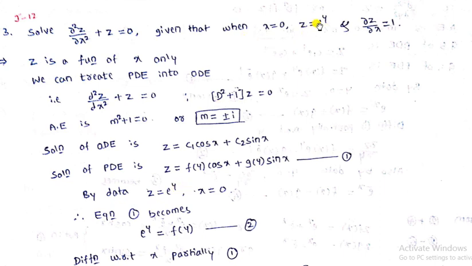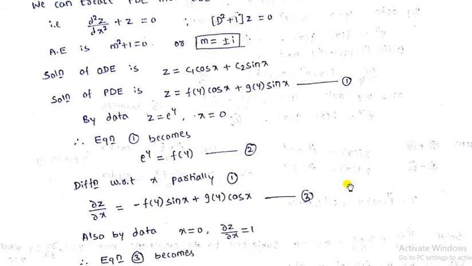So z = e^y when x = 0. Equation 1 becomes z = e^y at x = 0. Since sin 0 is 0 and cos 0 is 1, we get f(y) = e^y, say equation number 2. The second condition is ∂z/∂x. Before using the second condition, we differentiate equation number 1 with respect to x partially. So the differentiation of 1 becomes ∂z/∂x = -f(y) sin x + g(y) cos x, say equation 3.